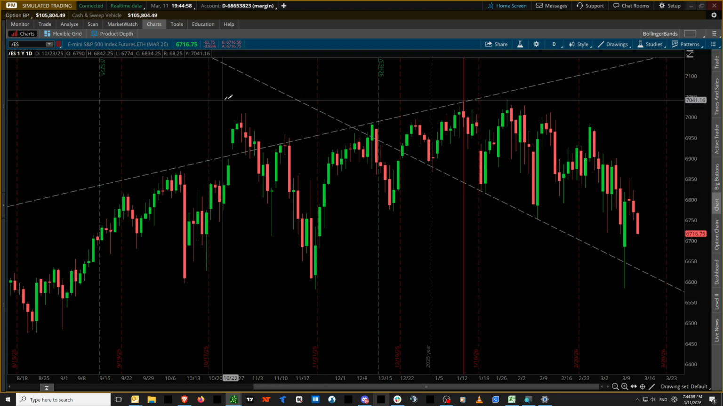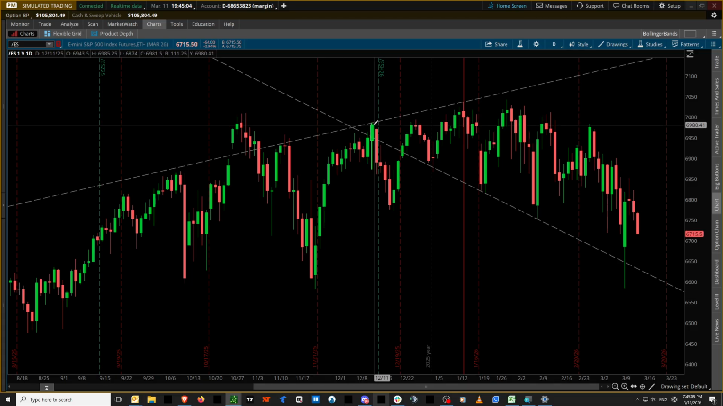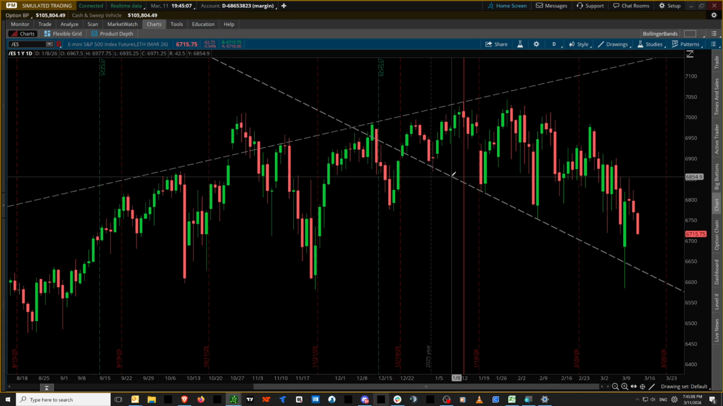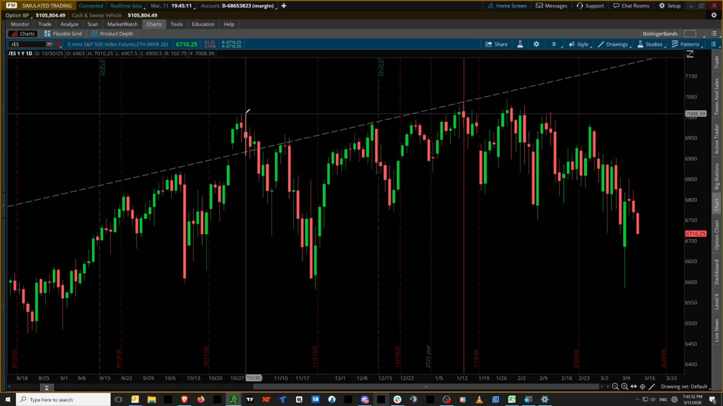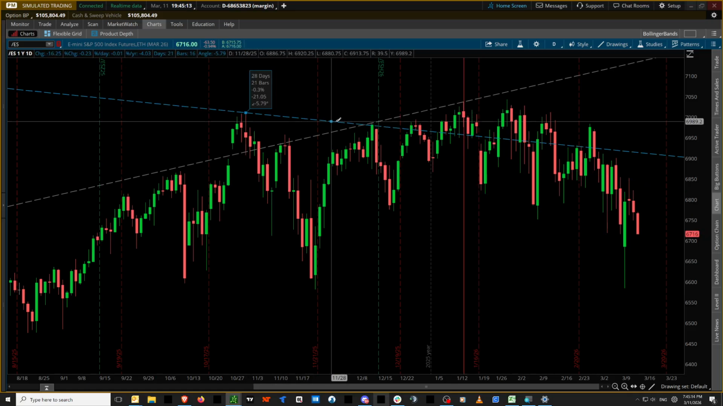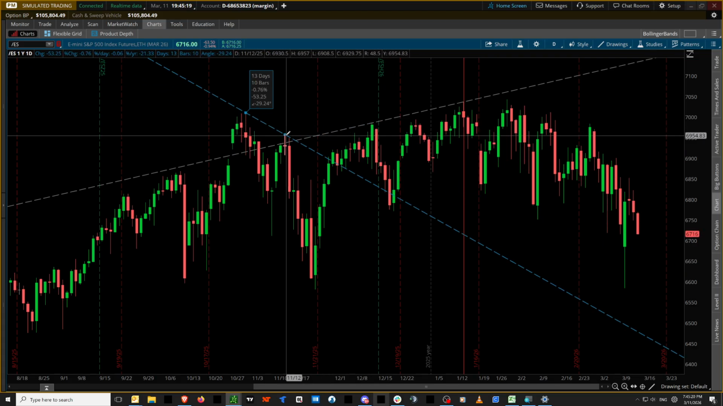Now, another way I could do this is I could come from this line to this high. Let's do that. Let's see if that validates any better. Right into the chop. Not enough data.